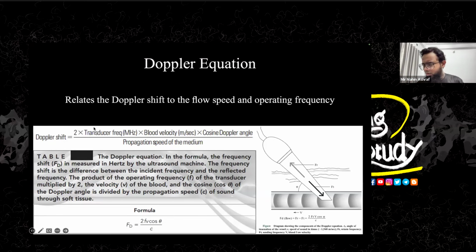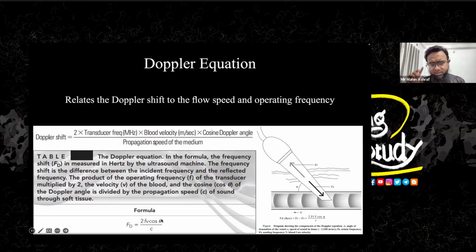When physicists want to make a calculation easy, they put in some constants. They have put a 2 here to adjust the equation. This 2 is there because the sound is going into the patient's body and coming back, so two events are happening. We know the transducer frequency. There is a blood velocity, that is the V. We'll talk about that.